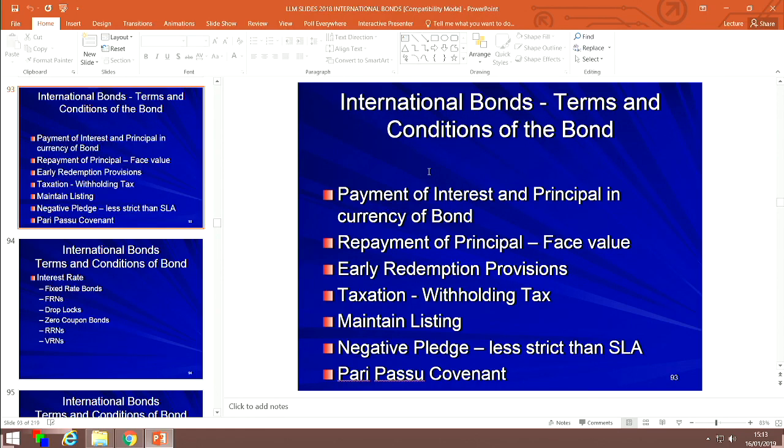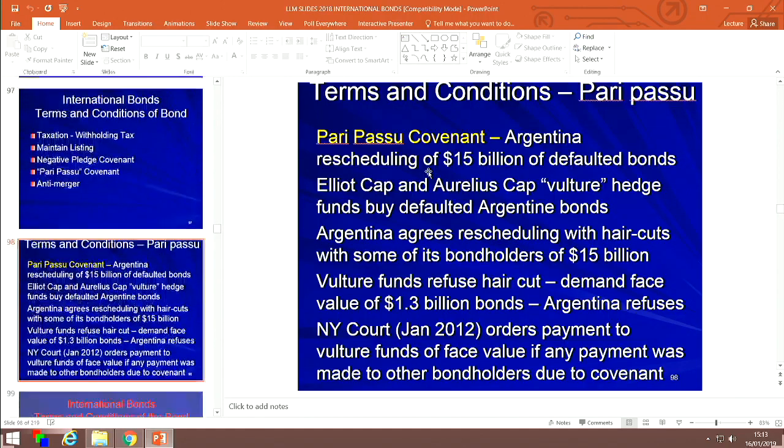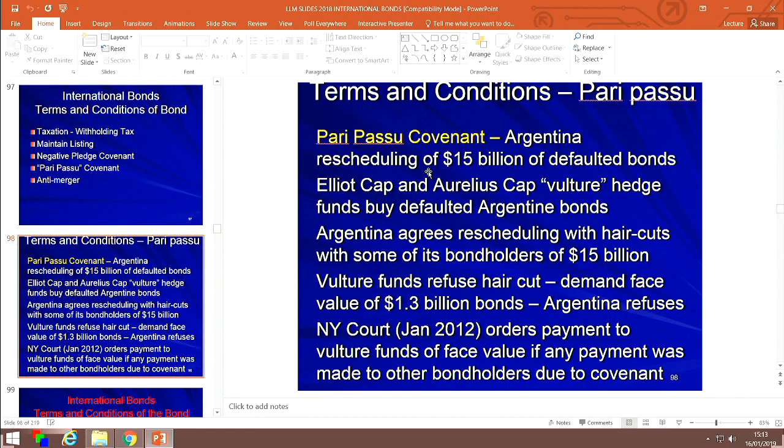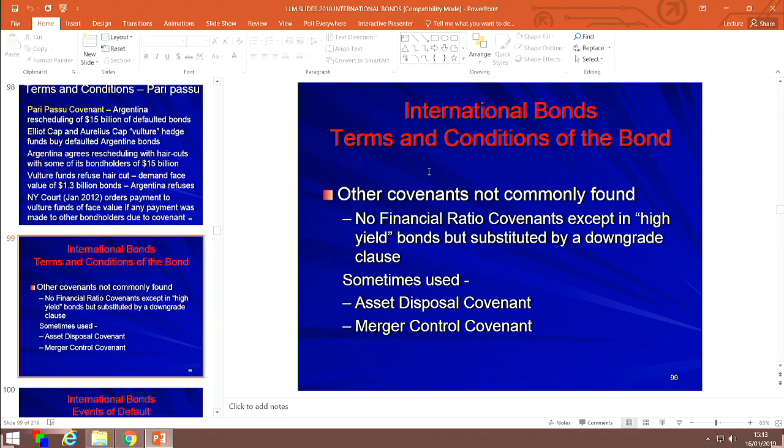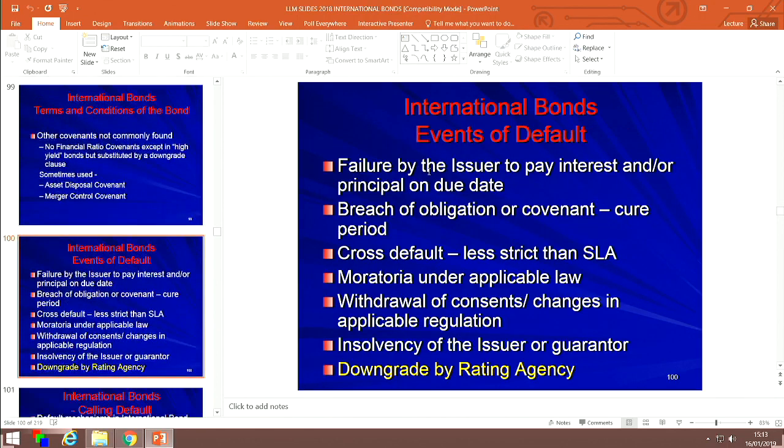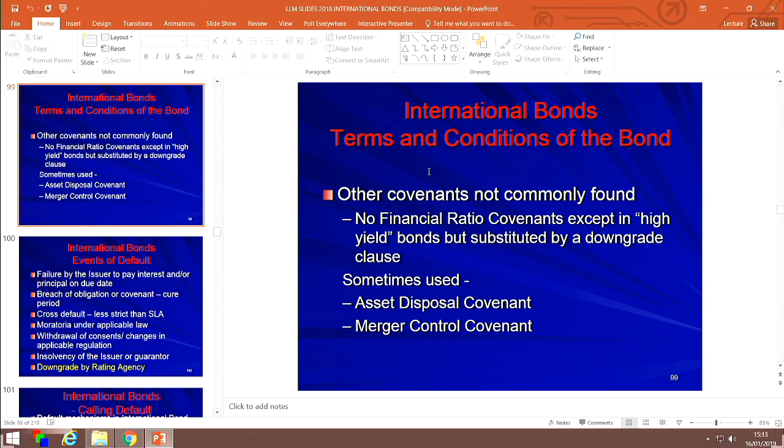We looked at withholding tax clauses. We looked at the negative pledge. Did I look at that? Negative pledge clauses and stuff? I did, right? And the pari passu covenant, I took you through that. The Argentina rescheduling problem in relation to the standard pari passu clause. Okay, good. And today, I think I mentioned this bit, there are many covenants which you come across in syndicated loans which are not found in bond issues, in particular the financial ratio covenants, which are found only in high-yield bonds, which is a separate topic, and I will come to that later. But things like the asset disposal covenant and the merger control covenant are not used.